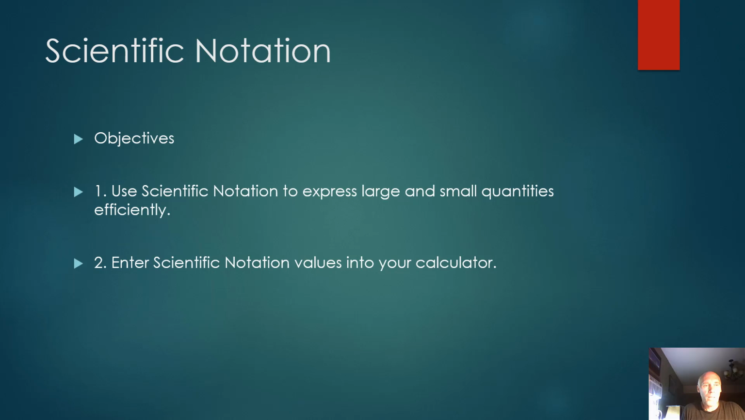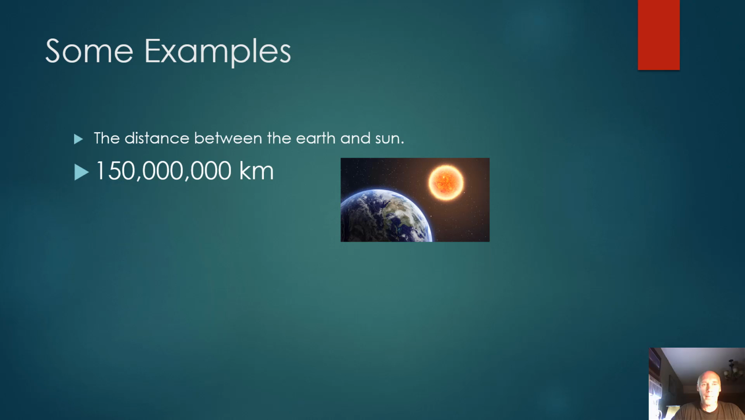Hopefully you have already watched the video on significant figures, because that will come into play here. I'm going to assume you already understand significant figures and how those work. Okay? So let's start off with something relatively easy, the distance between the Earth and the Sun.